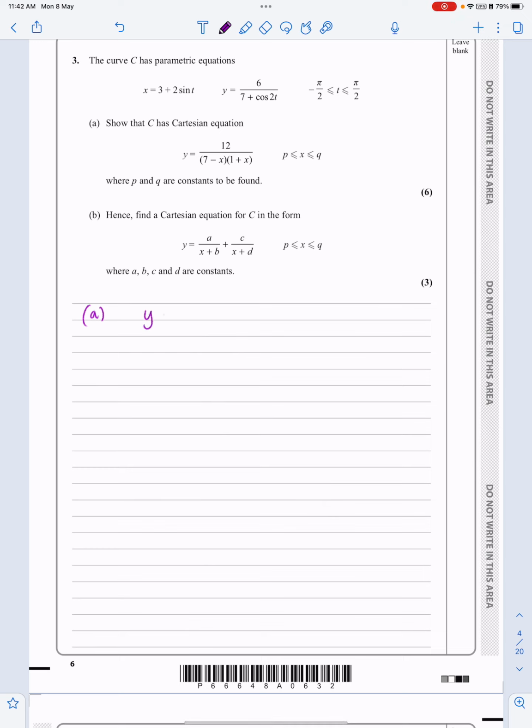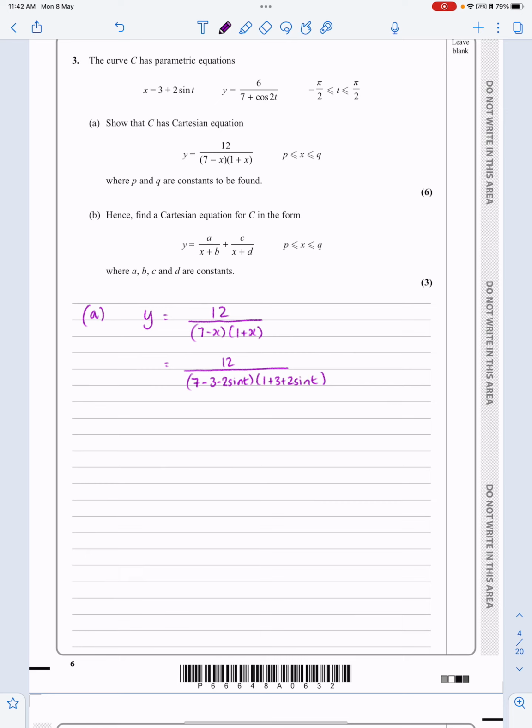So we begin with y equals 12 over (7 minus x)(1 plus x), and then let's just put in our values. So 12 over 7 minus, just be careful with the x because it's minus 3 minus 2 sine t here. It's often a place where we can just make a silly mistake. And then 1 plus x is going to be 1 plus 3 plus 2 sine t.